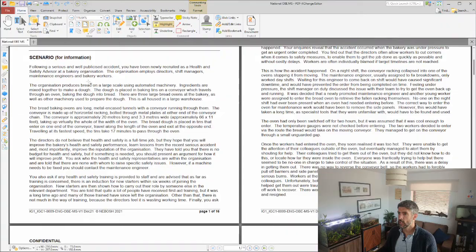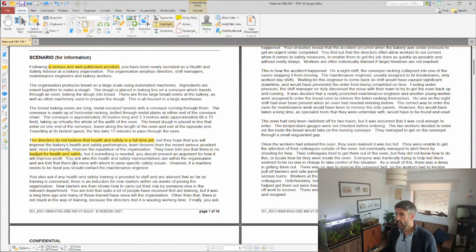Examples: following a serious and well-publicised accident, you've been newly recruited as a health and safety advisor. So there's been a serious and well-publicised accident. I know it sounds a bit obvious, but you'd want to discuss that, wouldn't you, at the health and safety committee that's been newly set up following the accident. So the fact that there's been a serious accident, how are we going to prevent further accidents from happening? And then basically just carry on reading through it. Directors don't believe that health and safety is a full-time job, so management commitment, big issue. No budget for health and safety, that would need to be discussed.